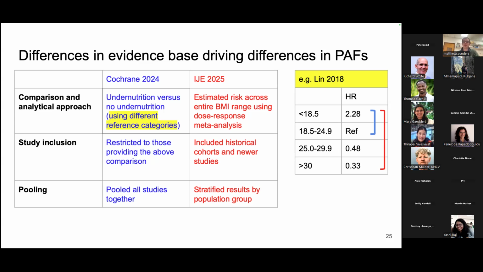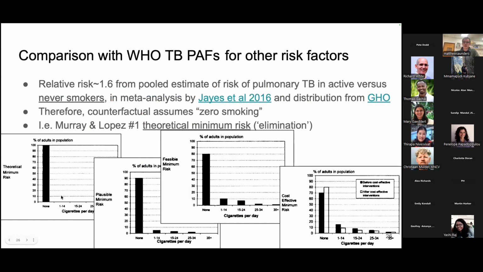that relationship. There are also some differences in how studies were included, which meant that we could include all of Knuth's studies and the Cochrane couldn't. And also the pooling of studies was different. Particularly, we separated out people with HIV, which I think probably did impact the results as well. But this is really the key when we think about the challenge of how we actually estimate and think about these PAFs for TB.